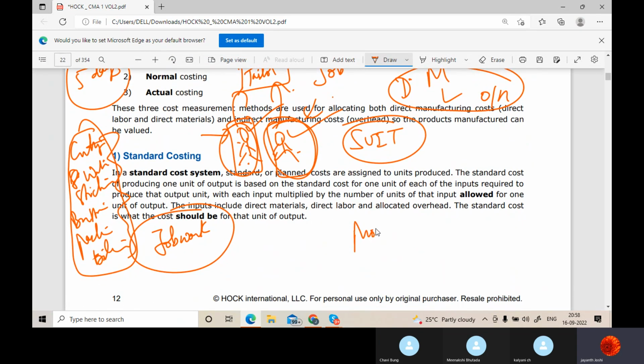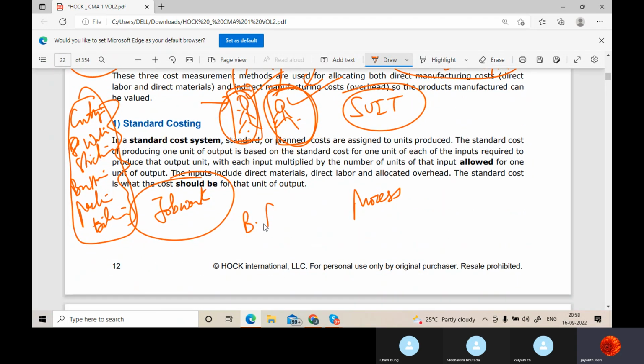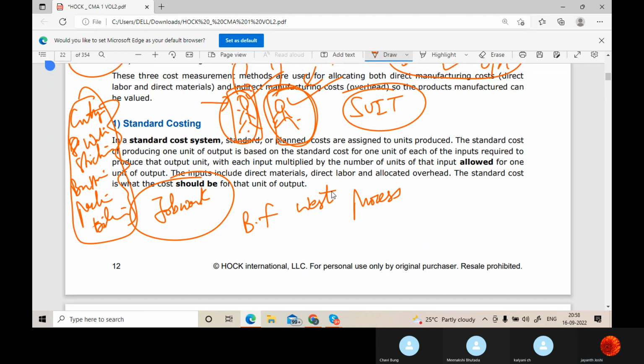Now process is something different. You go to Brand Factory, you go to Westside, you go to big malls.